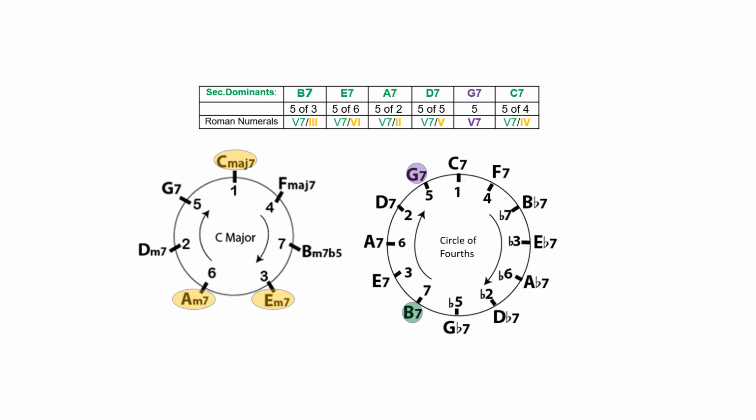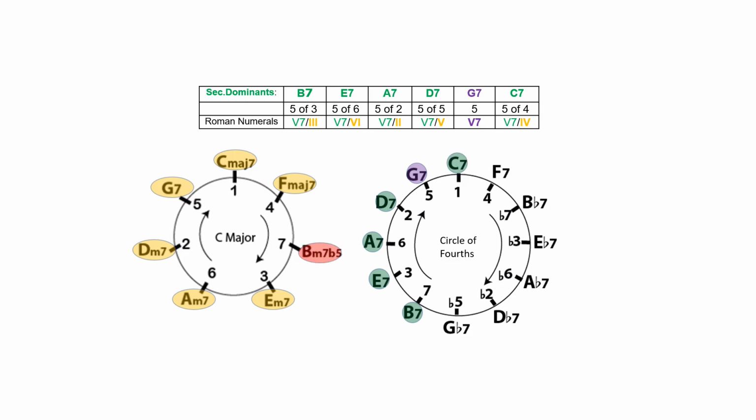A fifth above A minor 7, or 6, is E7, the 5/7 of 6. A fifth above D minor 7, or 2, is A7, the 5/7 of 2. A fifth above G7, or 5, is D7, the 5/7 of 5. A fifth above F major 7, or 4, is C7, the 5/7 of 4.